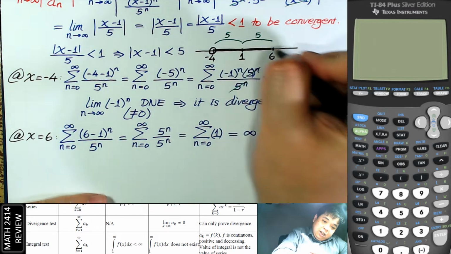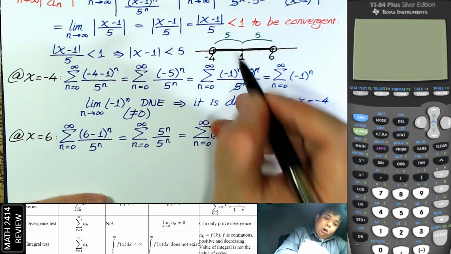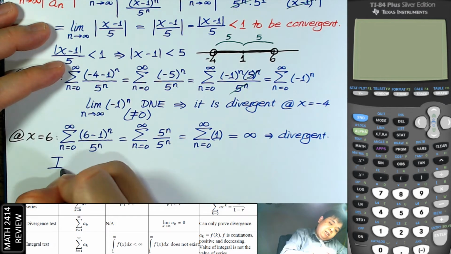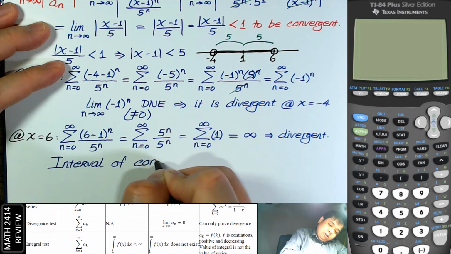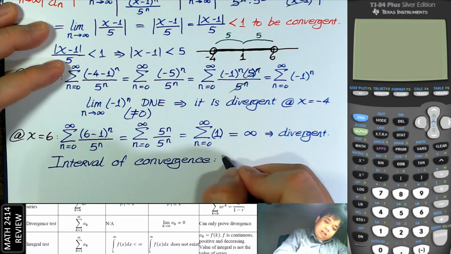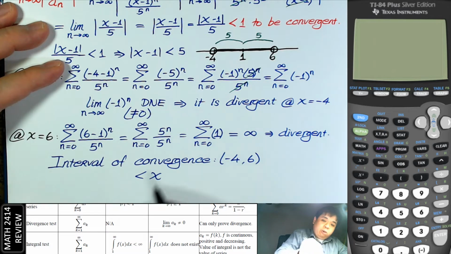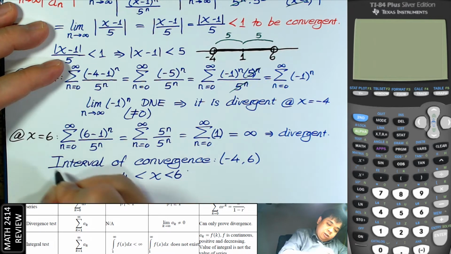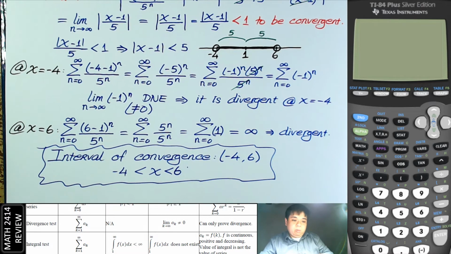So 6 is not convergent. It's divergent at 6, divergent at negative 4, only convergent in between. So we say the interval of convergence is from negative 4 to 6, not including negative 4 and not including 6. Right, so that is what we have for that problem.